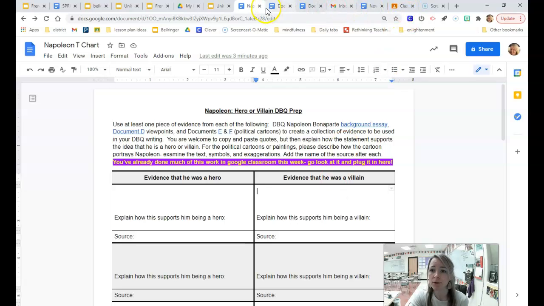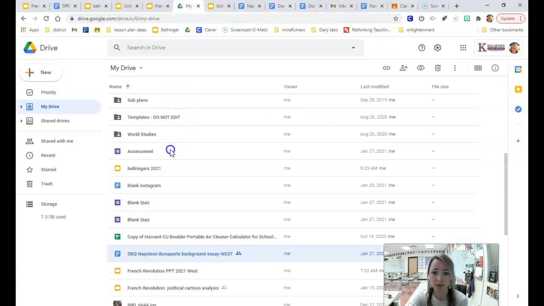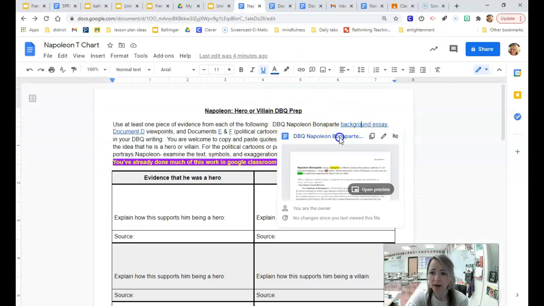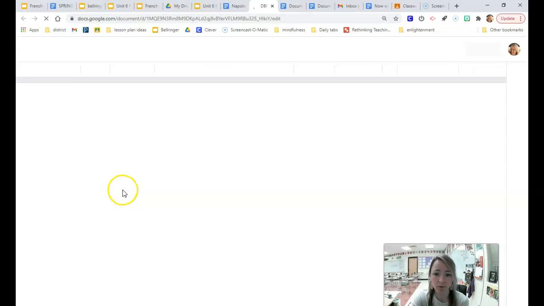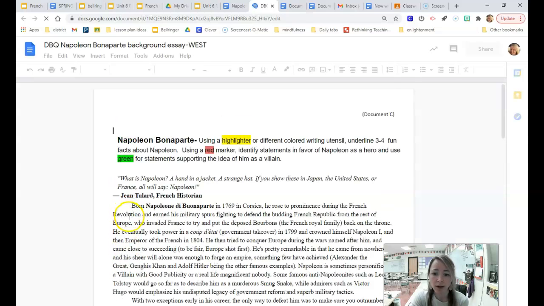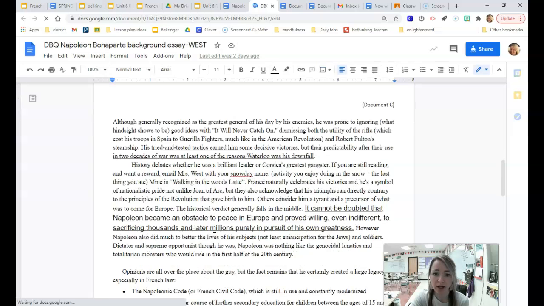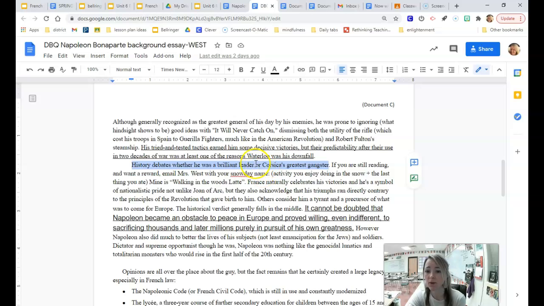Now, just to be clear, I saw some folks do this, so I thought I would mention it. If you go to the background essay, I'm going to scroll down a little bit, there were a couple people who highlighted statements like this: history debates whether he was a brilliant leader or Corsica's greatest gangster. This statement doesn't actually say anything. It's not evidence at all whether or not he was a hero or a villain.